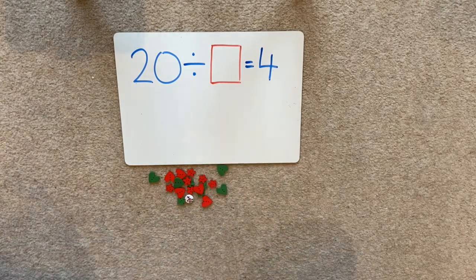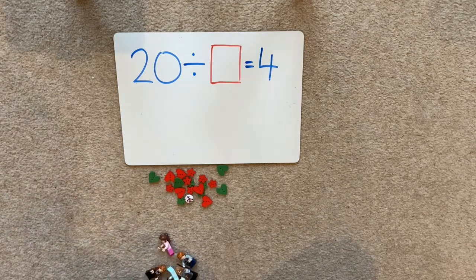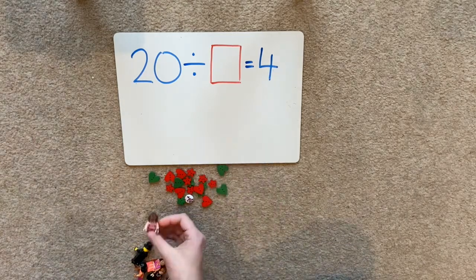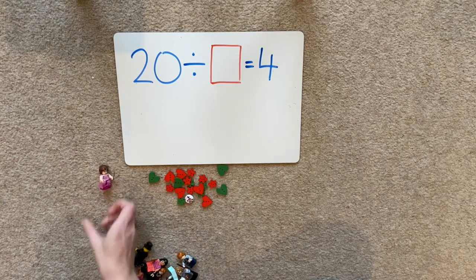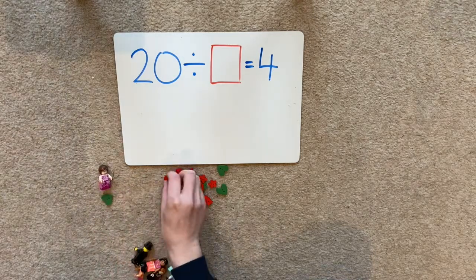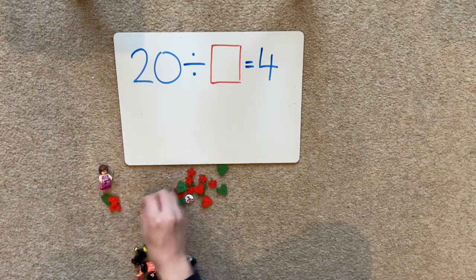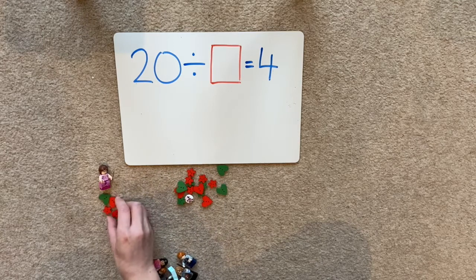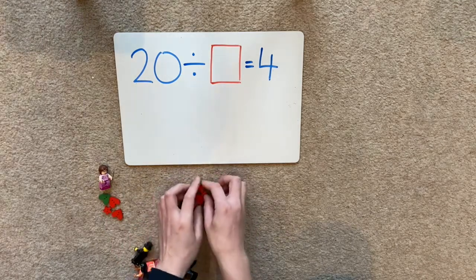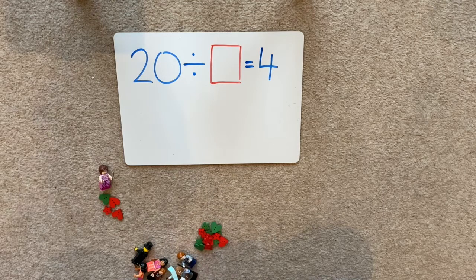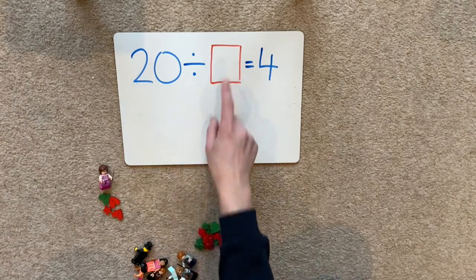So I'm going to get some Lego people out. I don't know how many I need, so I don't know how many people are sharing. I'm going to get a few. Each person has 4, so Hermione is going to have 4. And what I'm going to do is give each person 4 until I run out of buttons, and that will tell me how many people are sharing.